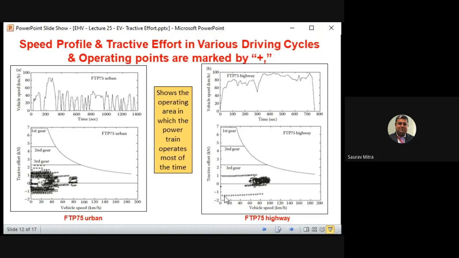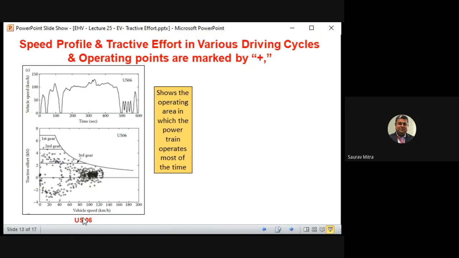So very smoothly you have started the car, very smoothly you have changed the gear from first gear to second gear to third gear, and most of the time you are in third gear, fourth gear. That's why your vehicle speed is very high, around 100 kilometer per hour or so, because this is FTP 75 highway. The previous one was FTP 75 urban. Please go to the book, you will understand.